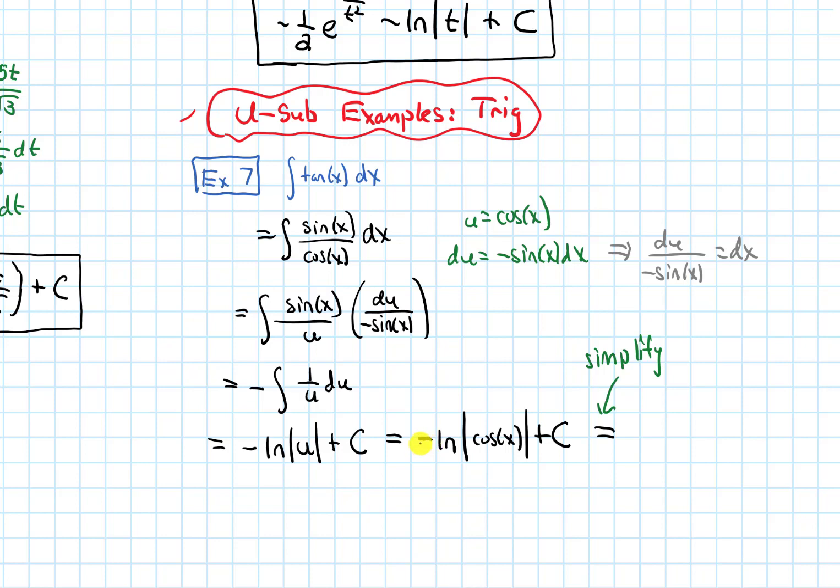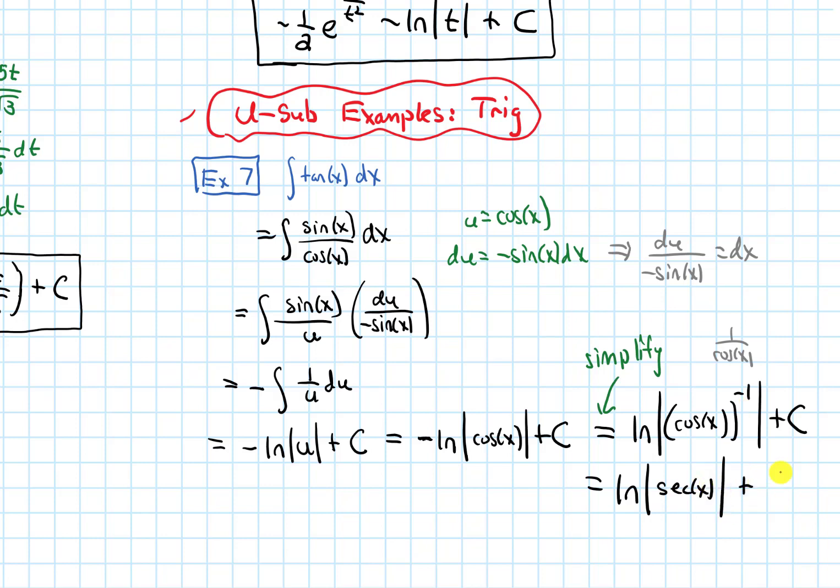And when I have a coefficient in front of the ln, I can bring it inside as the power. So that'll give me ln, and I can even bring it inside the absolute value, cosine of x being raised to the negative 1 power, and then plus c. And then cosine to the negative 1 power, well, that's 1 over cosine. But 1 over cosine is secant. So we get ln of secant of x in absolute value, and then plus c, and that's my antiderivative of tangent.